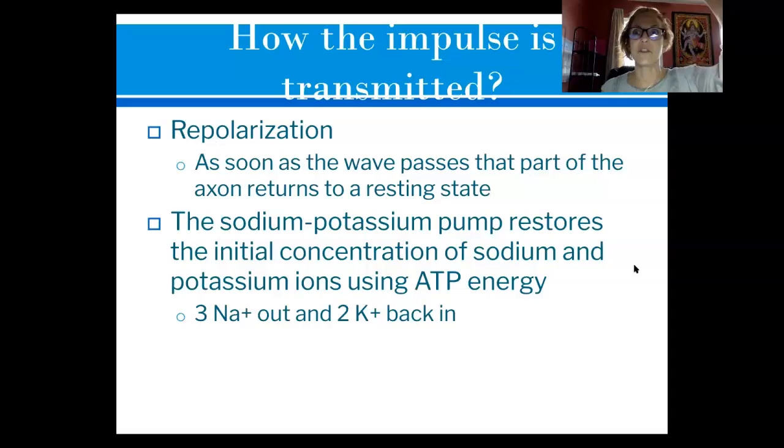Repolarization happens after the sodium has rushed in, potassium goes out. That's repolarizing, it's reestablishing the difference in charge, okay? The problem is we don't want sodium in our cell, we don't want potassium out of our cell. So we have to use the sodium potassium pump to reestablish the original concentration gradient.